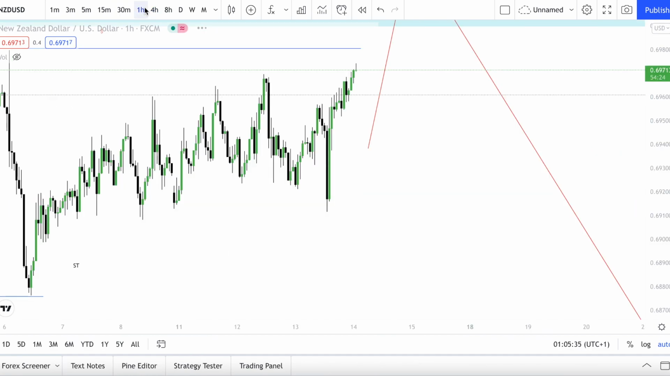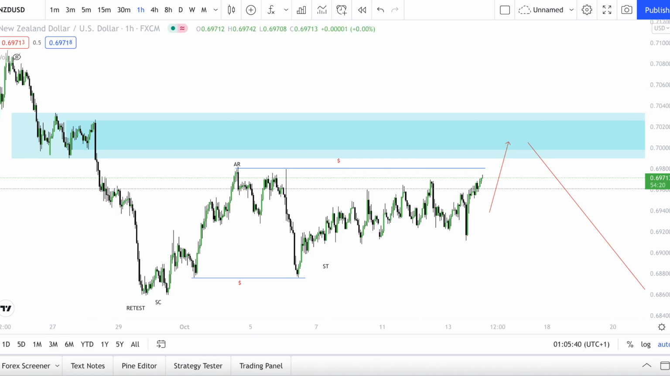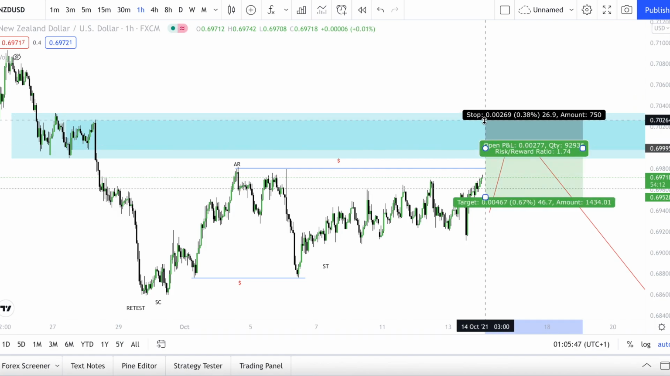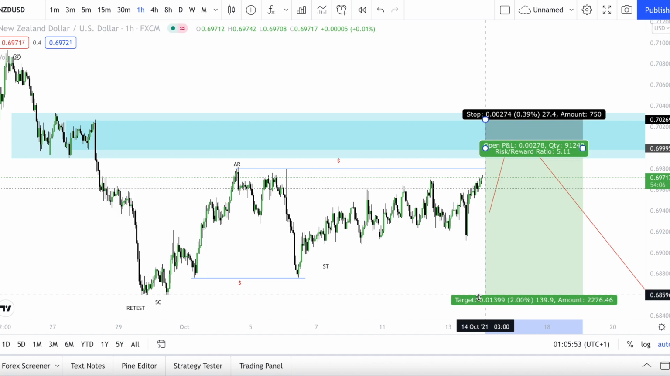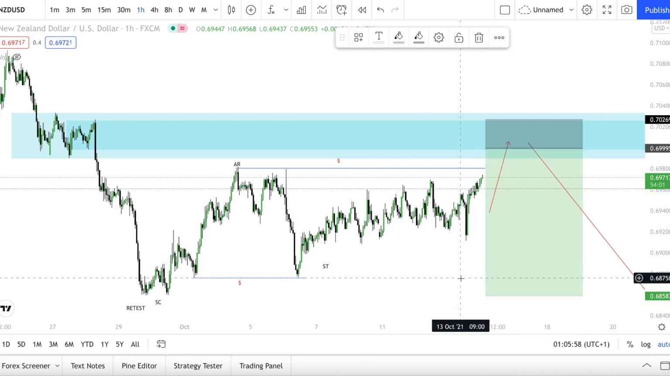So if I were to refine this, I have my entry something like this. Shorting from here. That's risking a lot of pips. This will be 1 to 5, which is a pretty good sweet trade to hold.